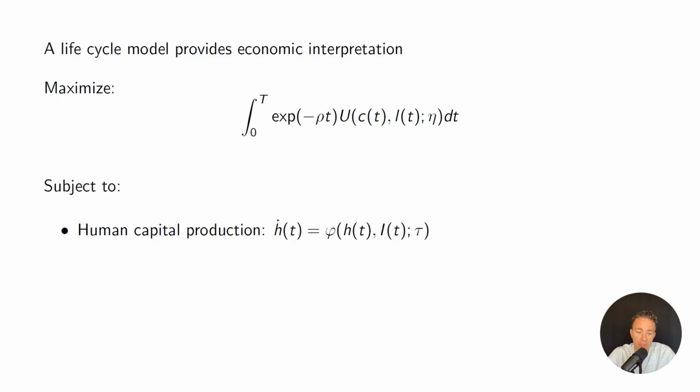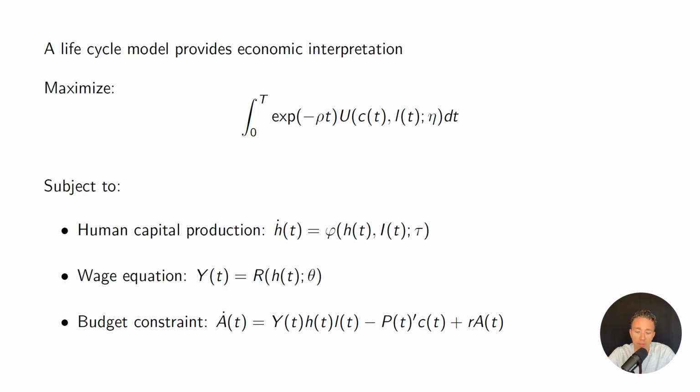And then there's some law of motion for human capital. There's wages that they receive if they supply labor. And then there's some budget constraint. So we don't need to get into these in too much detail. This is just sort of the economic lens through which they're going to view their statistical model results. But they're not actually going to estimate the parameters of this structural model. They just sort of have it going on in the background.